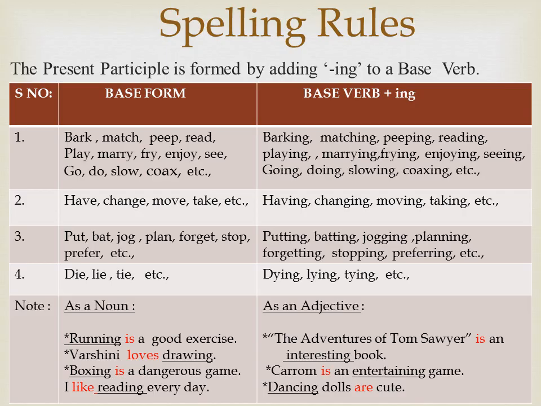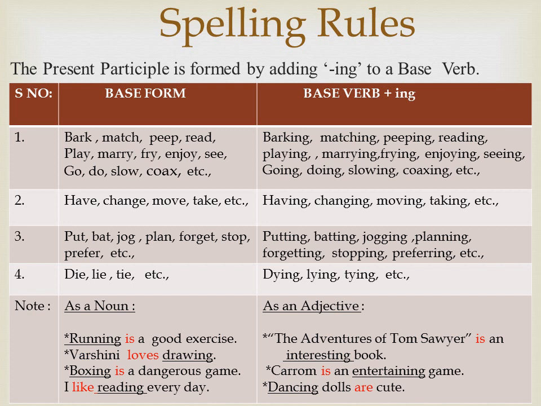All the verbs in ing form are called present participle. Mostly we add ing to the verbs to form present participle. Bark, barking, match, matching, play, playing, see, seeing, go, going, coax, coaxing, etc. If a verb's base form ends with a silent e, drop the e and add ing. Have, having, move, moving, etc.